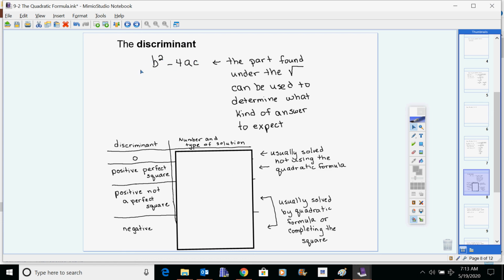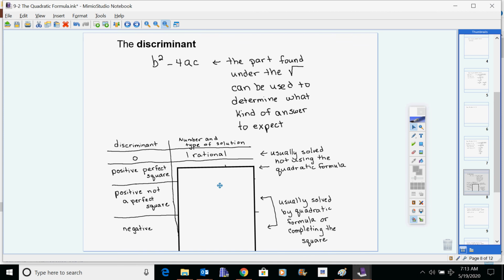If that number comes out to be a 0, then you're doing plus or minus of a 0, which means you get just one answer, one rational answer. It could be a fraction, it could be a decimal, it could be a whole number or an integer, but you get one rational number. If you have a positive number that's a perfect square, just like I just said, you end up with two answers and they're both rational.